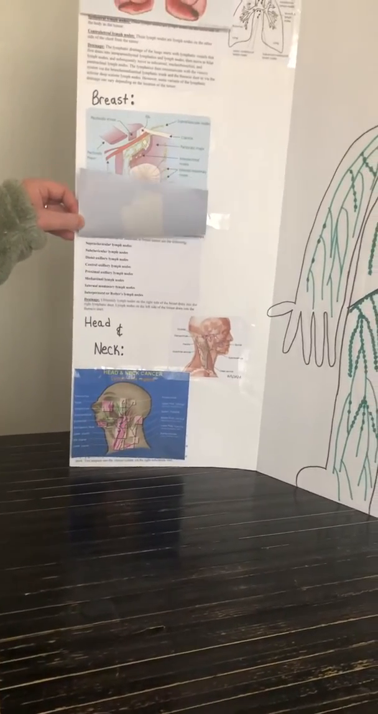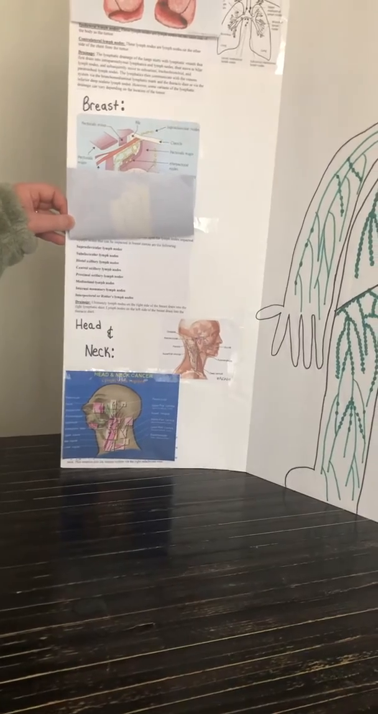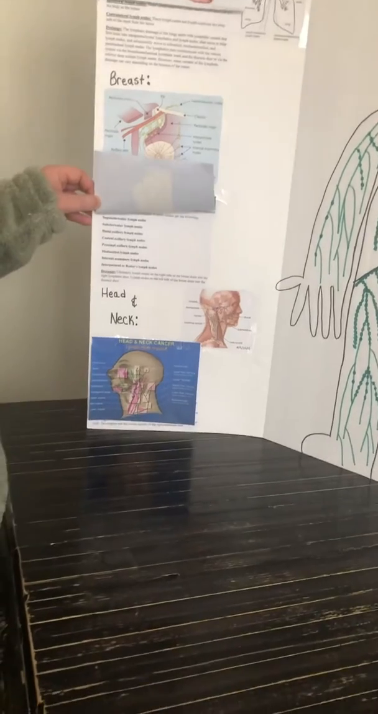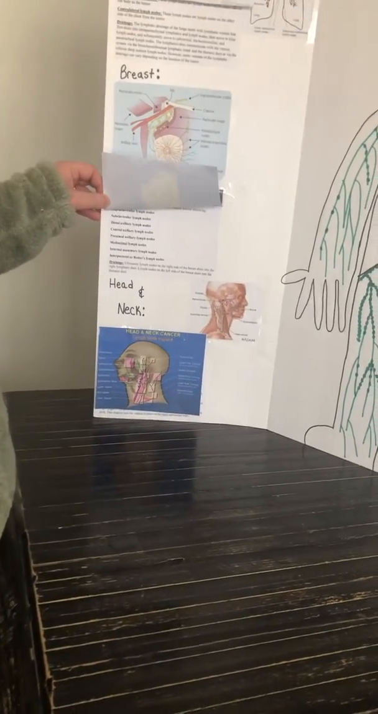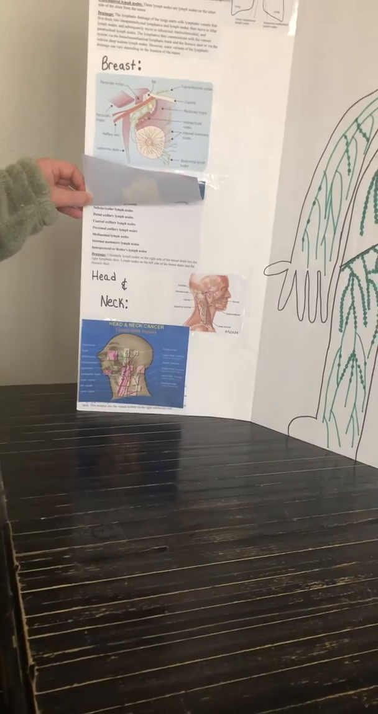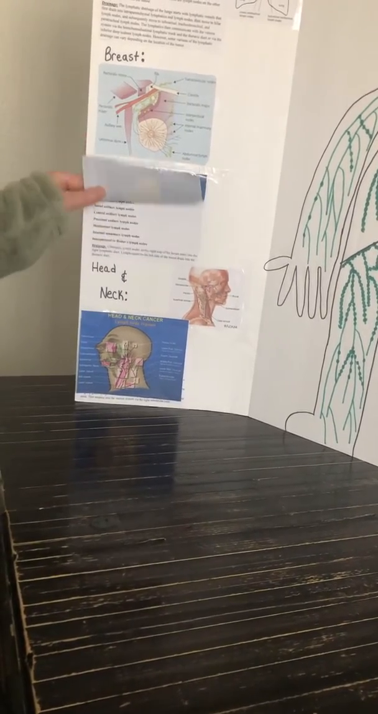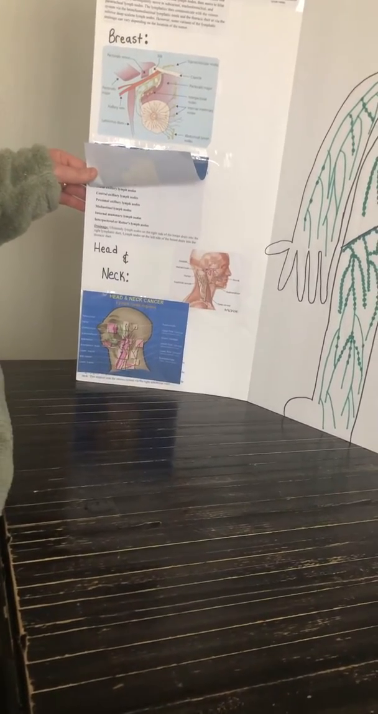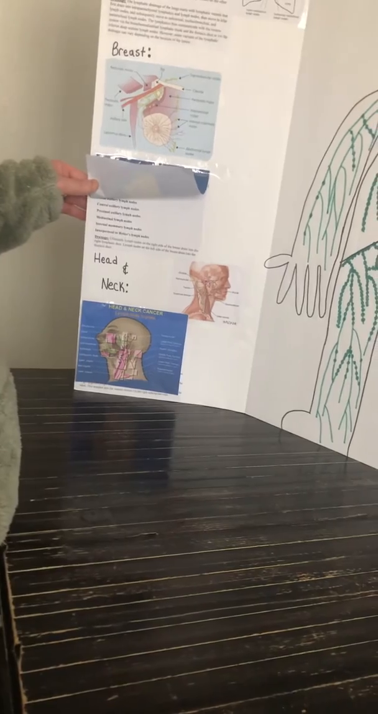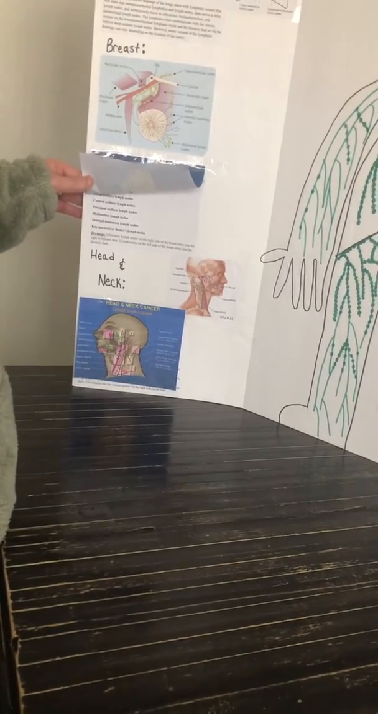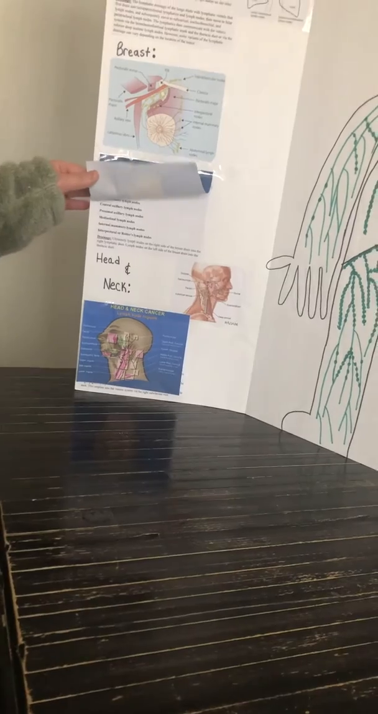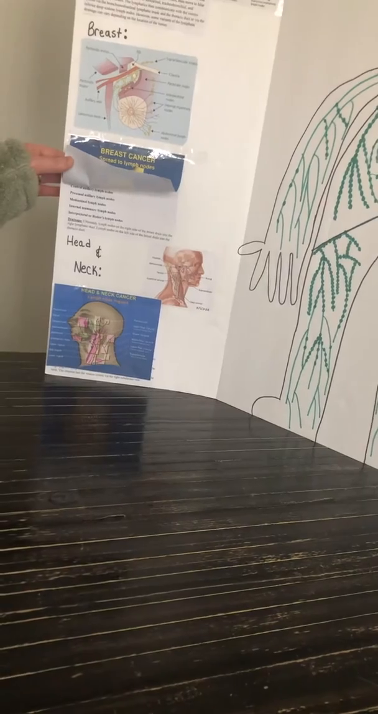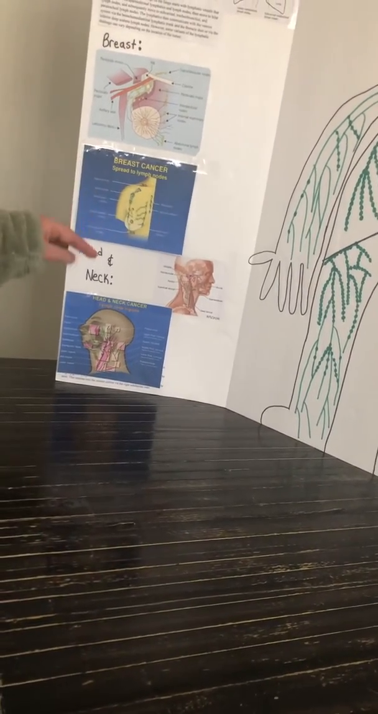supraclavicular lymph nodes, subclavicular lymph nodes, distal axillary lymph nodes, central axillary lymph nodes, proximal axillary lymph nodes, mediastinal lymph nodes, internal mammary lymph nodes, interpectoral or Rotter's lymph nodes. Drainage, ultimately lymph nodes on the right side of the breast drain into the right lymphatic duct. Lymph nodes on the left side of the breast drain into the thoracic duct.